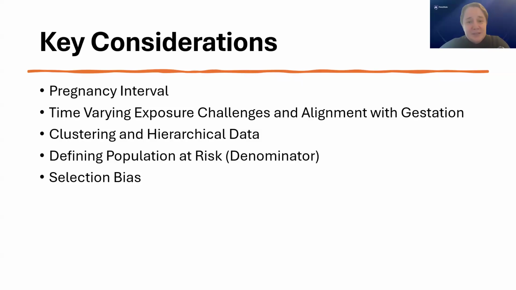Another really important consideration in perinatal epidemiology is defining the population at risk. It's very important to think about how you're defining that denominator. Should it be all pregnancies? Should it be all live births? And what do those different selections on your denominator entail in terms of how you have to interpret your data or what biases you may be vulnerable to? And then selection bias. When you think about what's your population at risk, you may have introduced, or you may need to think about, what selection biases could be impacting your study.